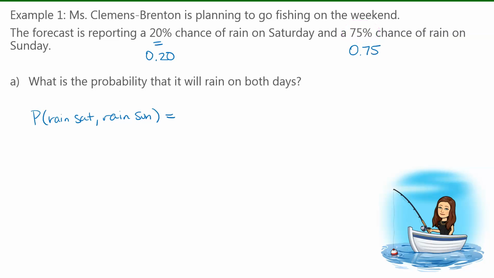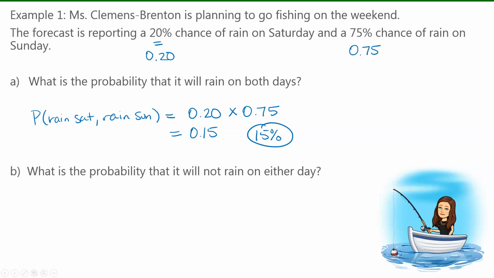So the probability of rain on Saturday is 0.2 times the probability of rain on Sunday, which is 0.75. So we multiply those probabilities. Then the probability of getting rain on Saturday and Sunday would be 0.15. So there's a 15% chance of rain on Saturday and Sunday. What is the probability that it will not rain on either day?